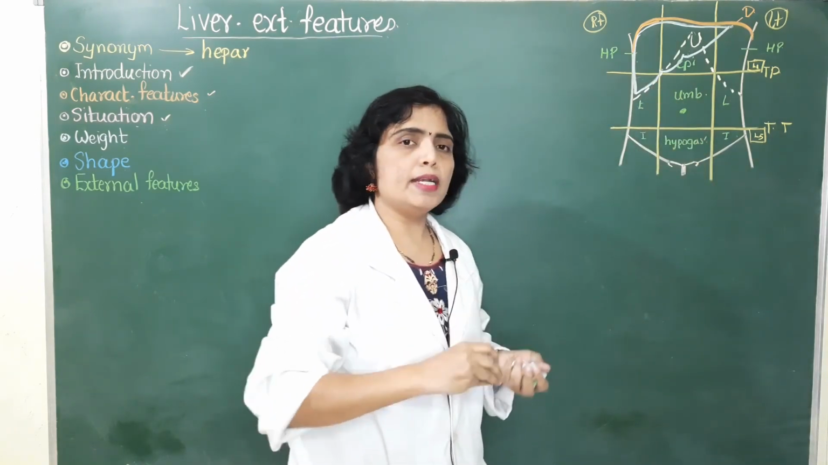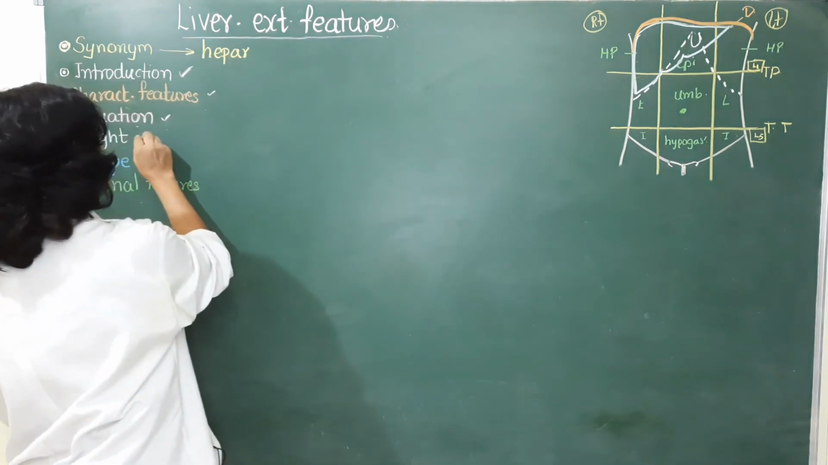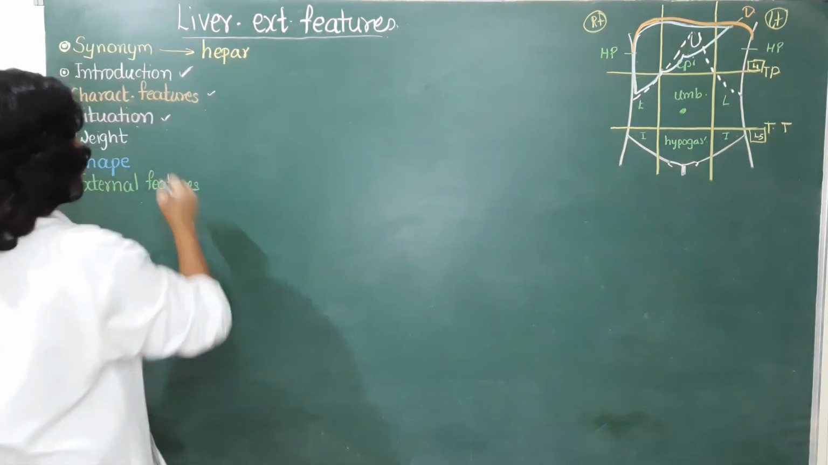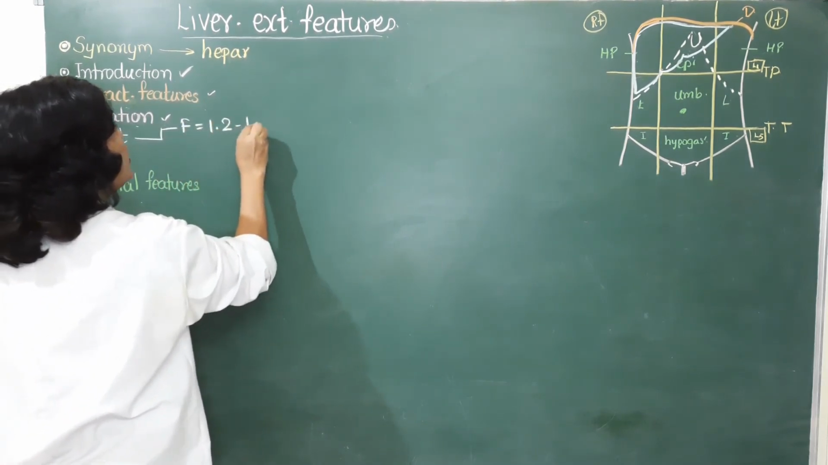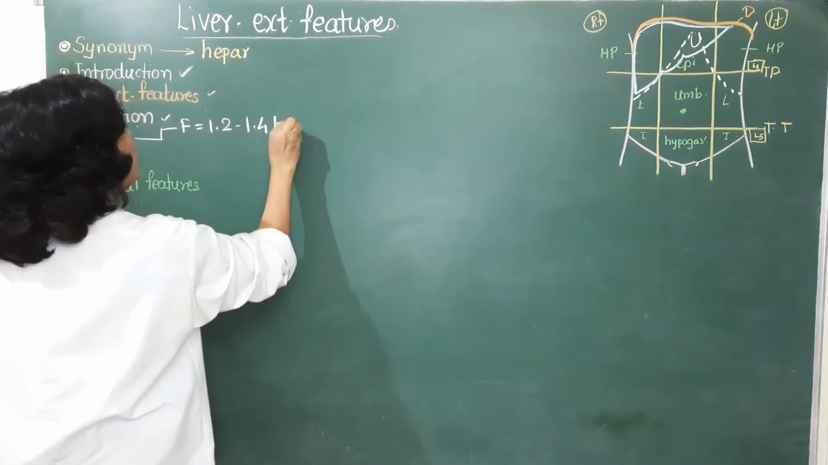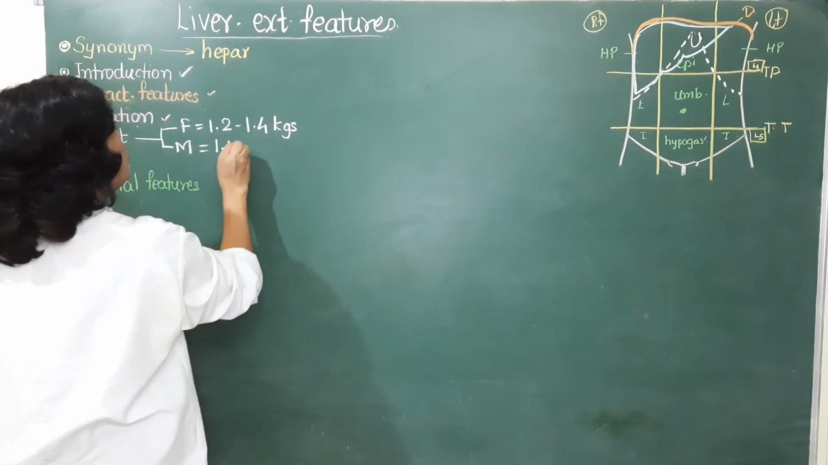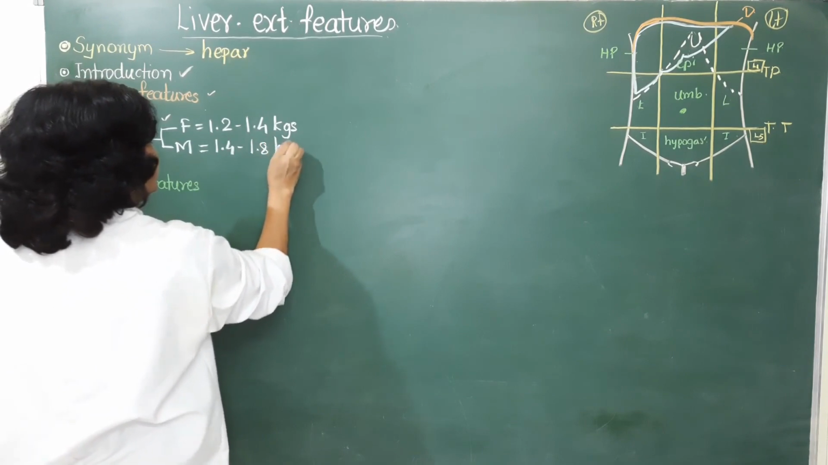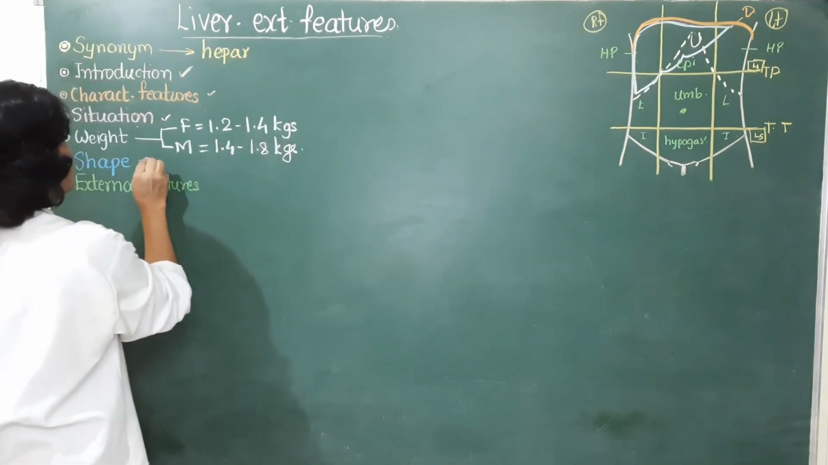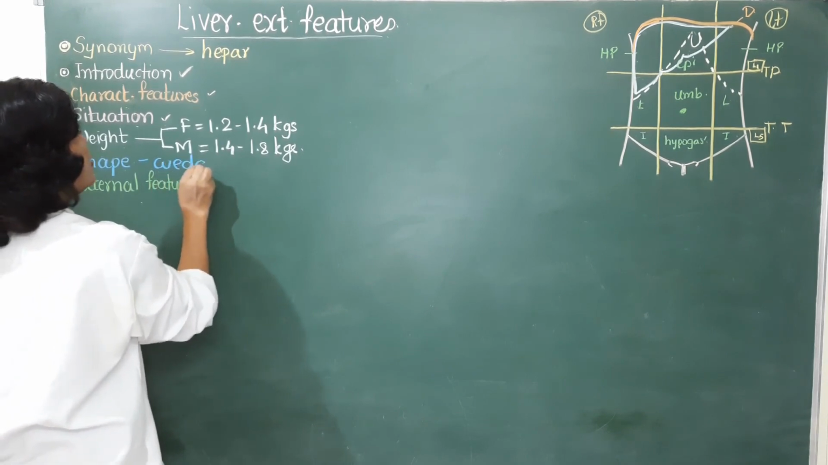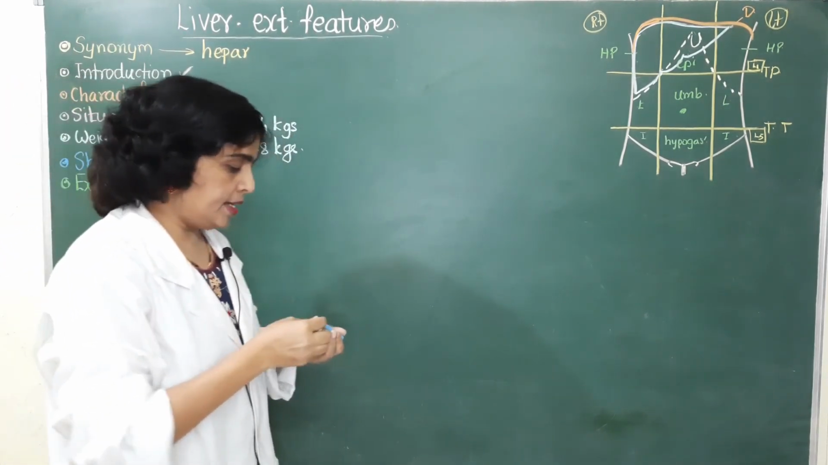The liver moves up and down with respiration. Now coming to the next, weight of the liver. In female, it measures about 1.2 to 1.4 kgs, while in male, it measures about 1.4 to 1.8 kgs. Shape of the liver: it is wedge shaped, or you can say it resembles a four-sided pyramid.